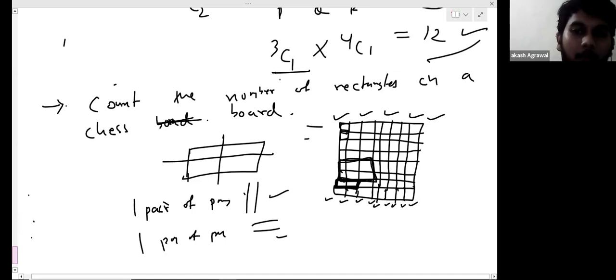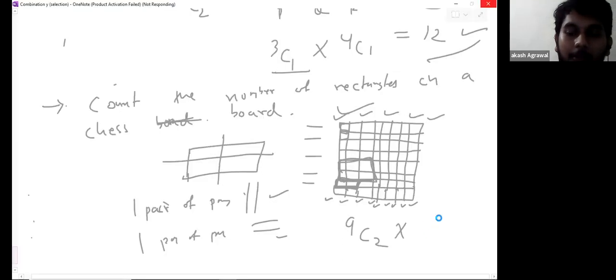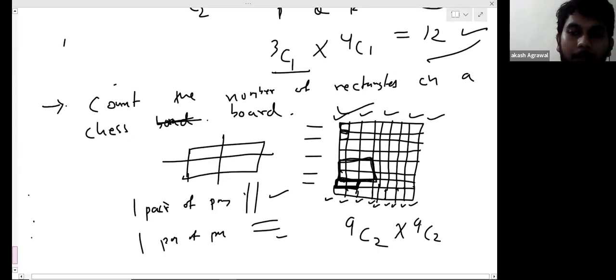And how many lines for vertical? 9, right? So you have to choose 2 out of 9. So 9C2. And you have to choose 2 vertical also. So 9C2. This is the answer. So these are how many rectangles there are in a square.